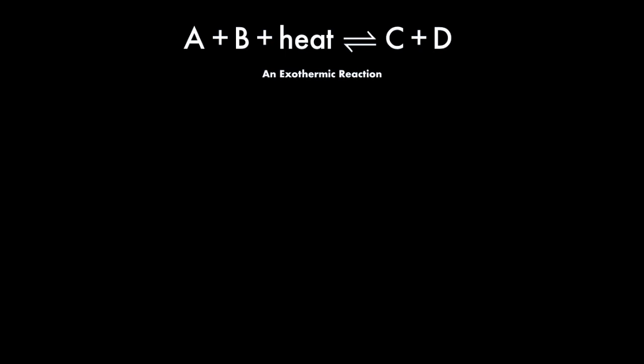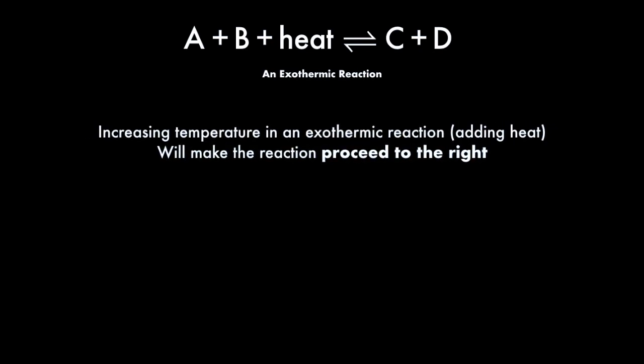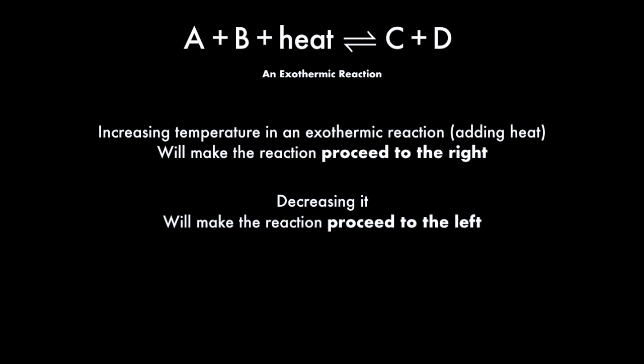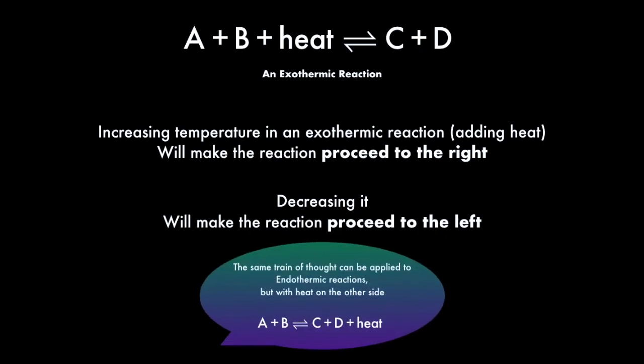We can apply that logic here, but now we put heat into the equation. If we increase the temperature of the exothermic reaction, we can say that more heat has been added to the system, so the reaction will use up this excess heat by proceeding to the right and forming more products. If we decrease the temperature, heat has been lessened, so the reaction will make up for this by proceeding to the left and forming more reactants. The same train of thought can be used in analyzing disturbances due to temperature change in equilibrium of an endothermic reaction. The only difference is that heat is on the other side of the equation.